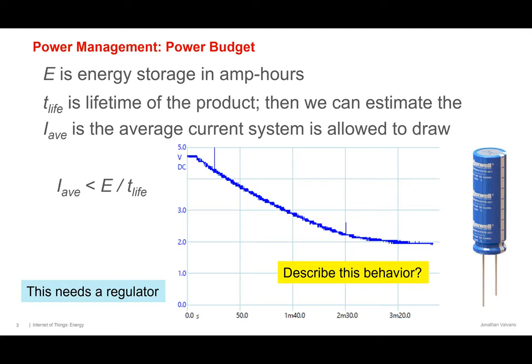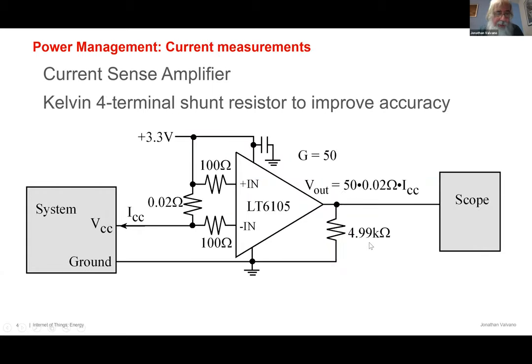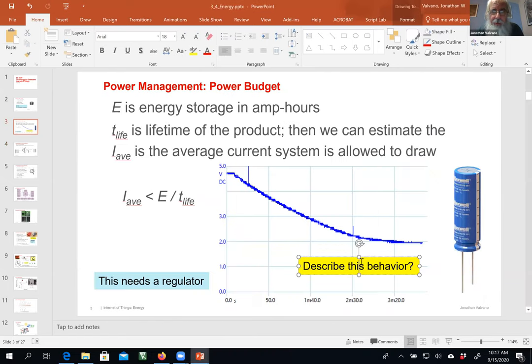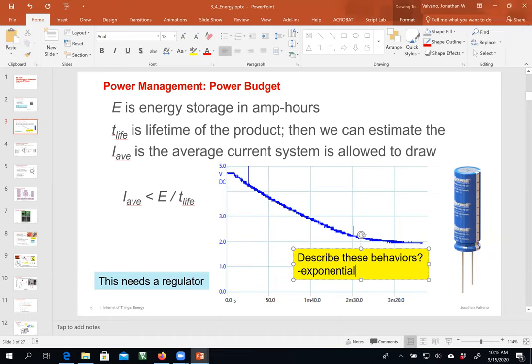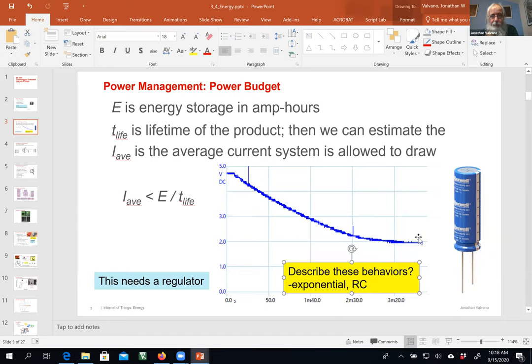Exponential decay. Almost. Okay. That's half of it. So I should redo this and call it these behaviors. And yes, the first is exponential. Why? What circuit has an exponential decay? Capacitors, RC. Yeah, that's an RC. But if you look very carefully, it stops decaying. Asymptotic? Yeah, but if it were an RC circuit, it would be asymptotic to zero.